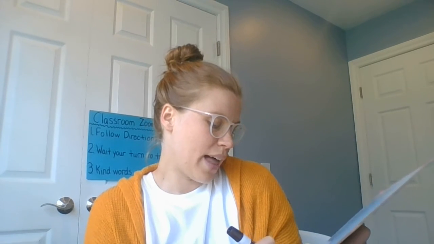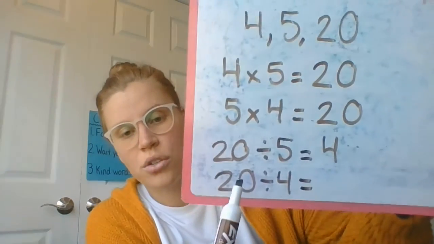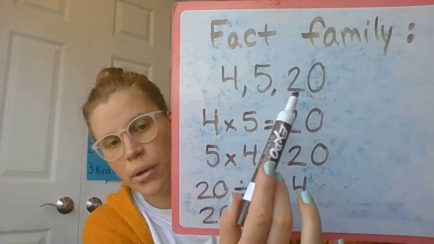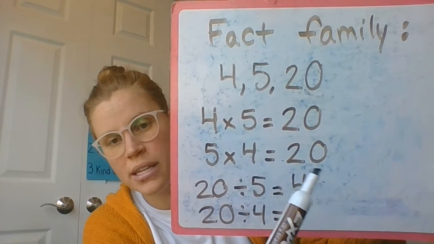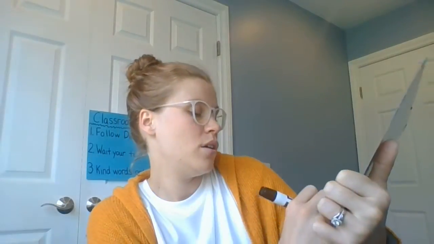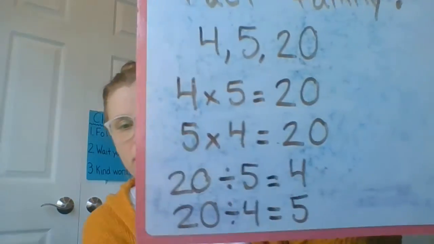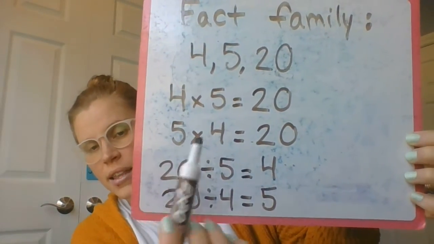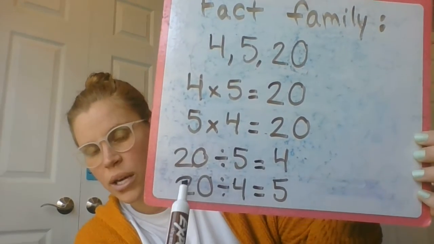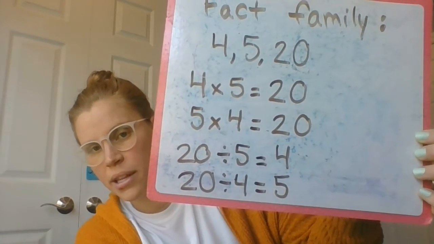Then I will do my last equation. 20 divided by 4. Look up here, and which number am I missing from my fact family to make that equation true? 5. 20 divided by 4 equals 5. This is the fact family, and here are my equations to prove that fact family.